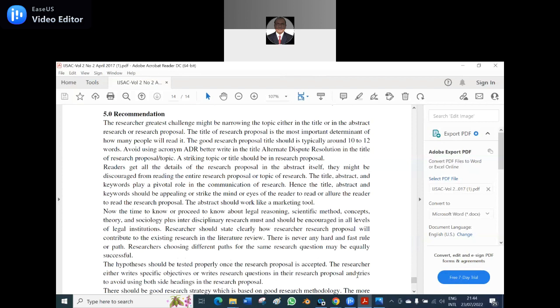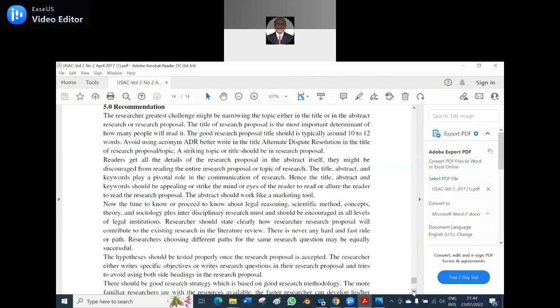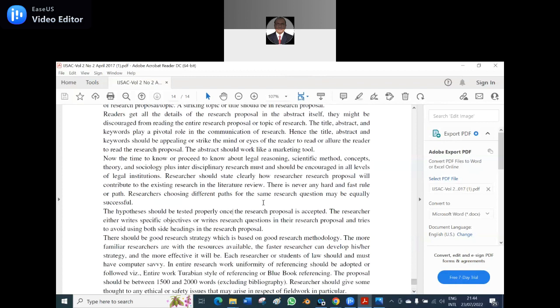Only then will a good piece of research come into the picture, which will be useful to the society, nation, practitioners, students, academicians, and the judges. The hypothesis should be tested properly once the research proposal is accepted.